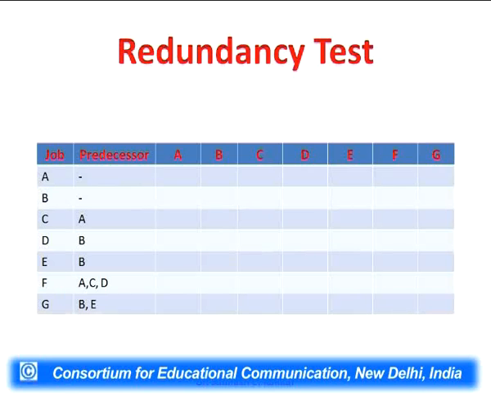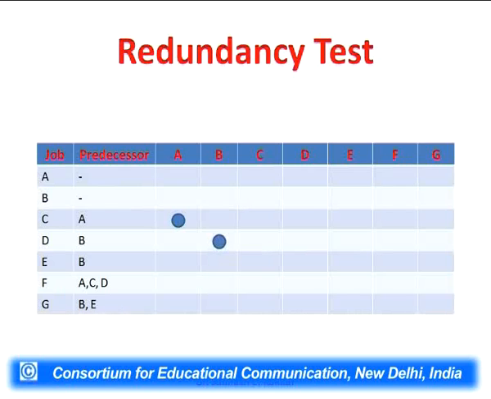First column has A, B, C, D, E, F and G. First row also has A, B, C, D, E, F and G. Now we'll pick up each activity and see the preceding activity. If a preceding activity is there, we'll make a circle in that particular cell. So C has A as its preceding activity, so under A we have put a circle.